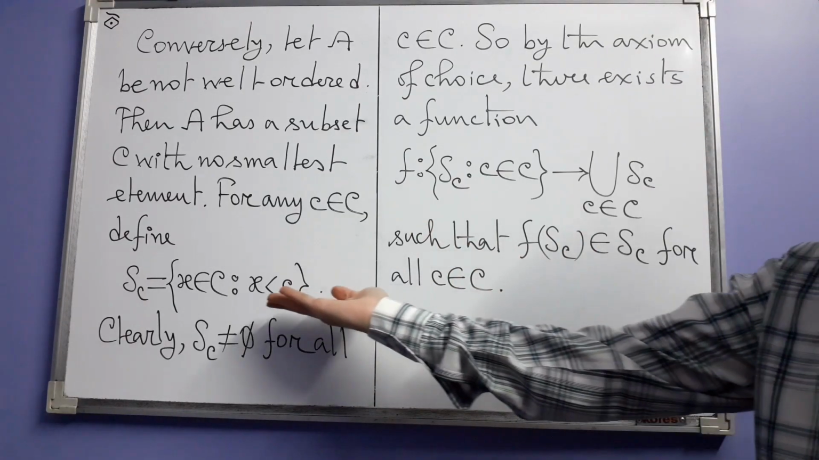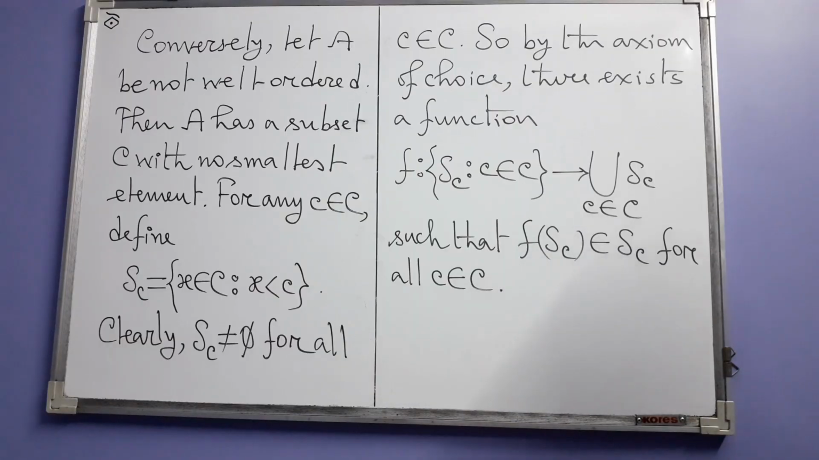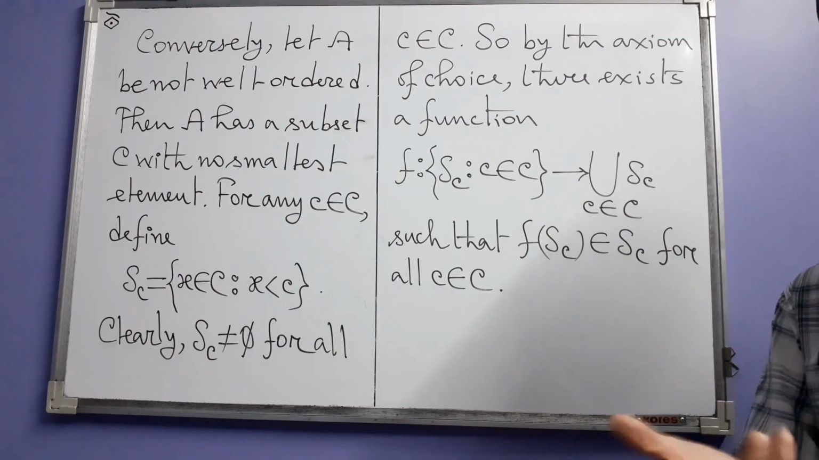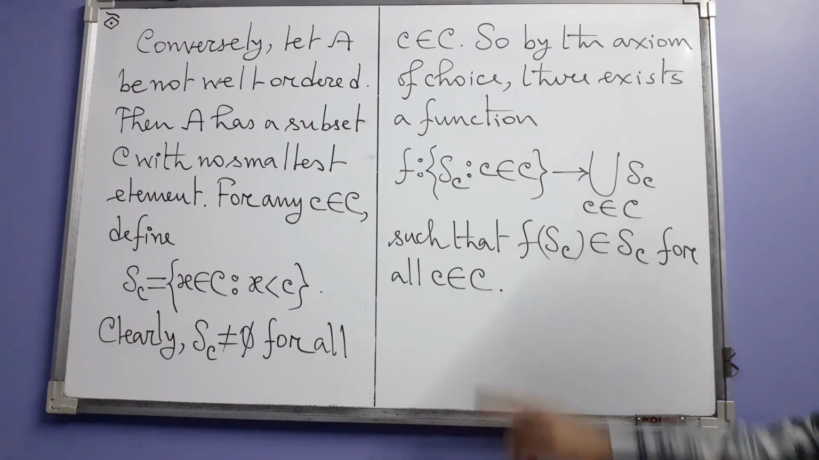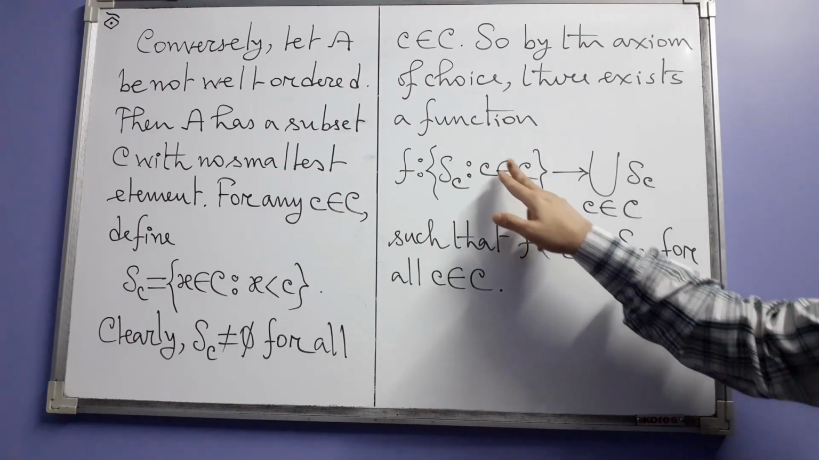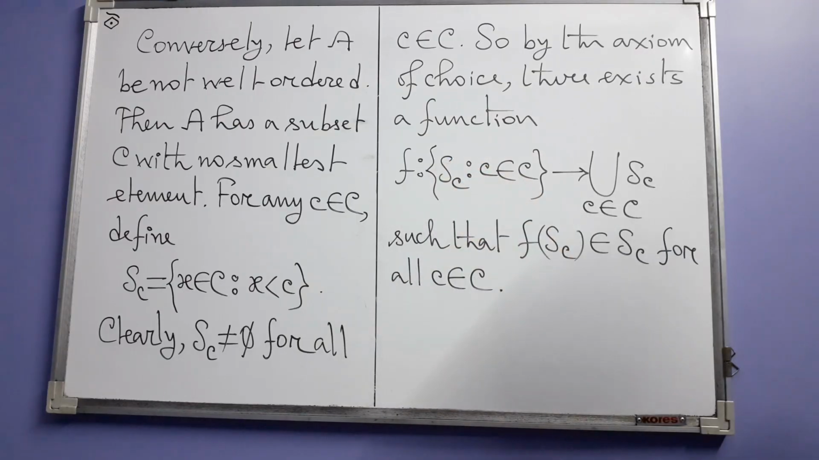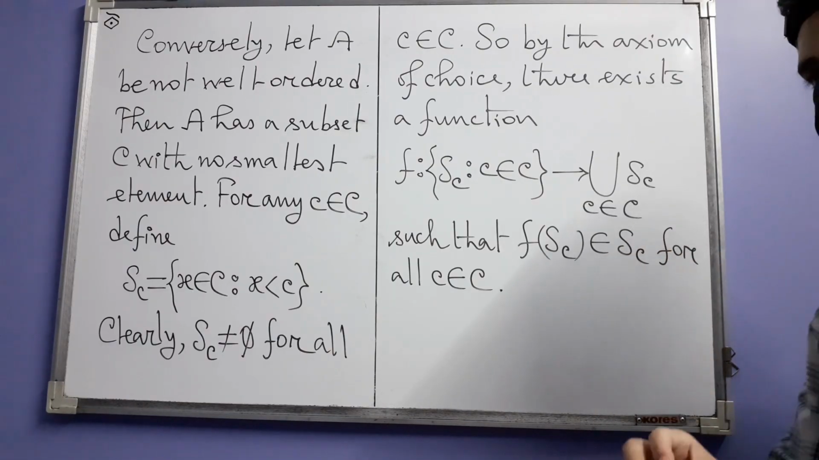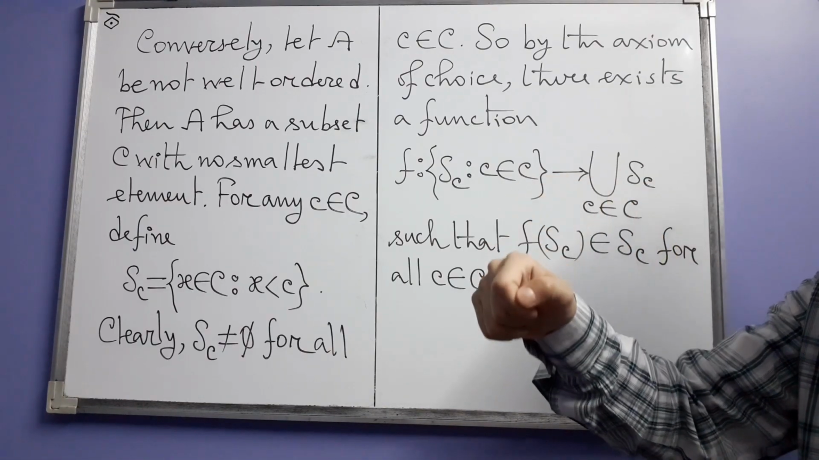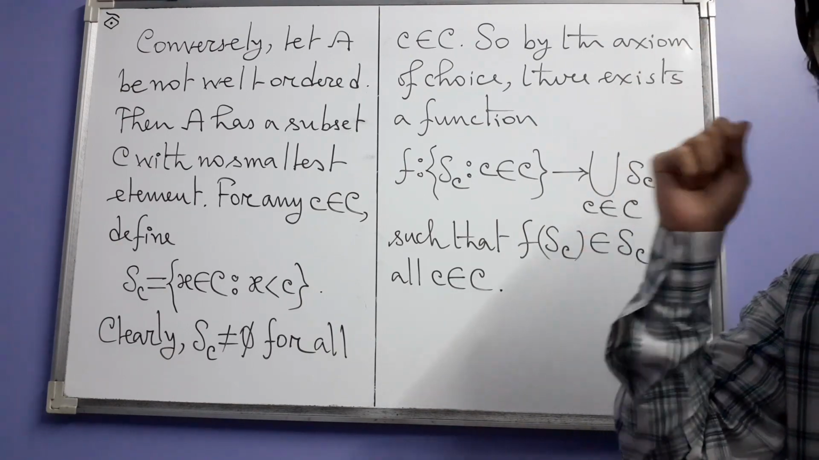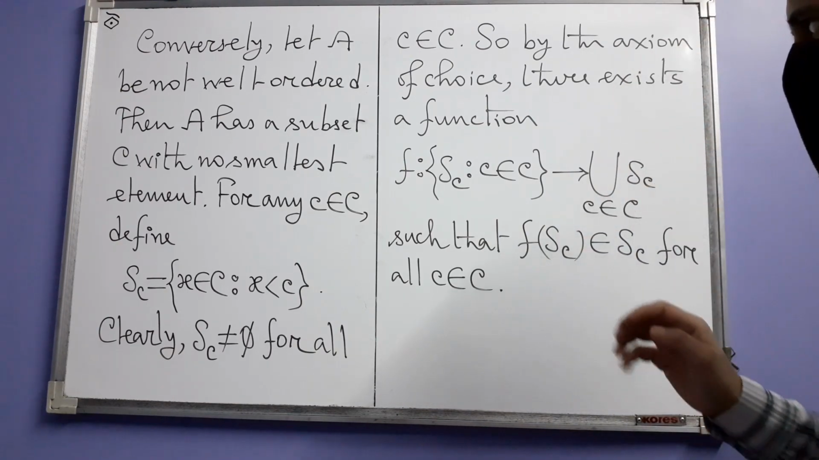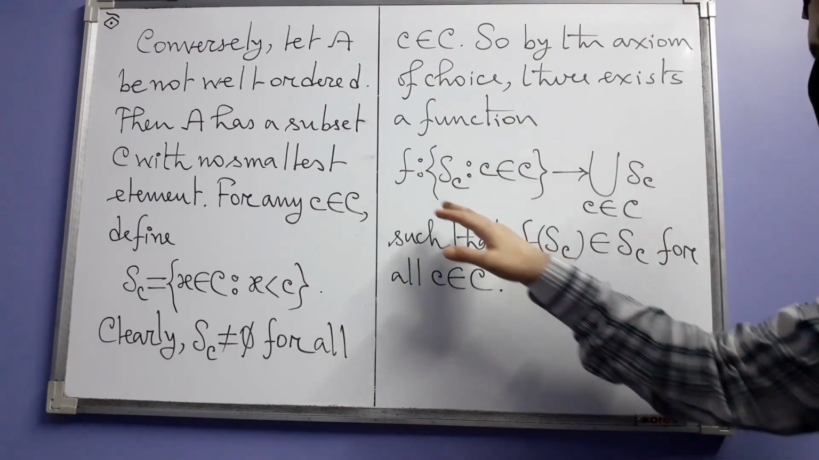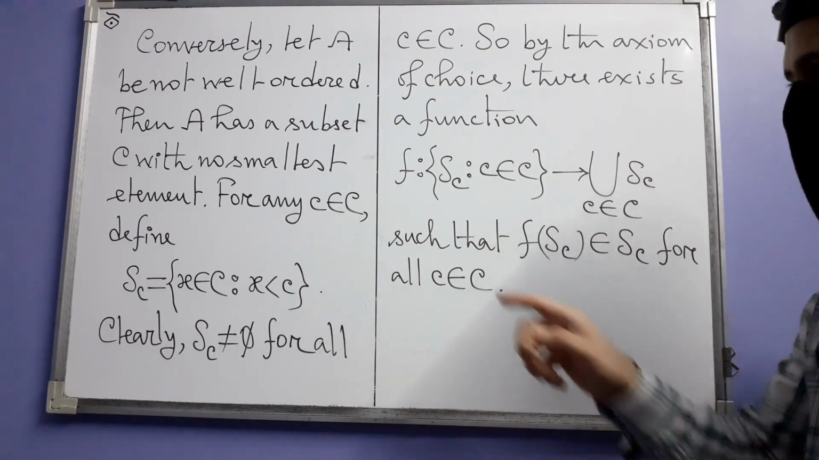And each SC of course is a subset of C. So, we now have a collection of non-empty sets. For each C in C, we have this non-empty set SC. So, this is a place where we can use the axiom of choice, which tells us essentially that from each SC we can choose one element, we can pick one element. And there exists a function that helps us do that.